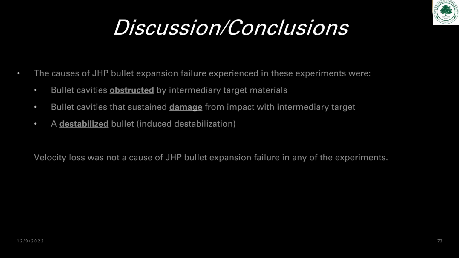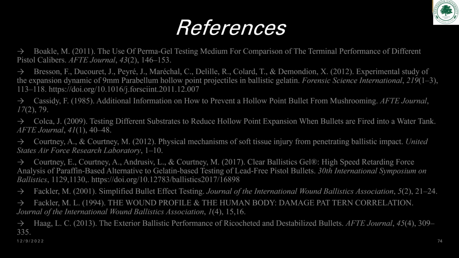So the causes of jacketed hollow point bullet expansion failure experienced in these experiments were the cavities were obstructed by intermediary target materials, right? As we saw with those shored targets, everything that was shored against the gelatin, we saw there was material in their cavities. We also saw the damage to the cavity that prevented expansion. That was from the cell phone shots. And then also that one bullet that was destabilized, right? That was kind of outside of the parameters of these experiments, but I just wanted to induce a bullet destabilization. Velocity loss was not a factor in any of these failures.